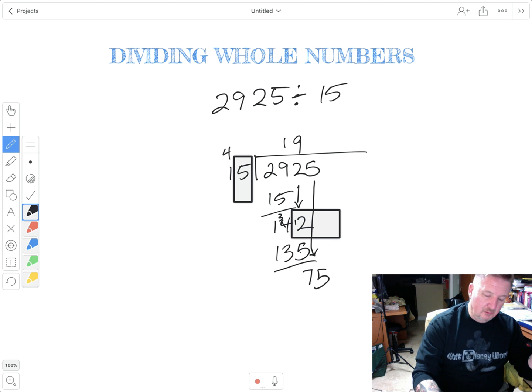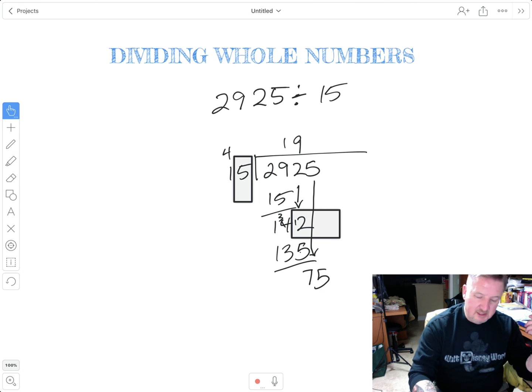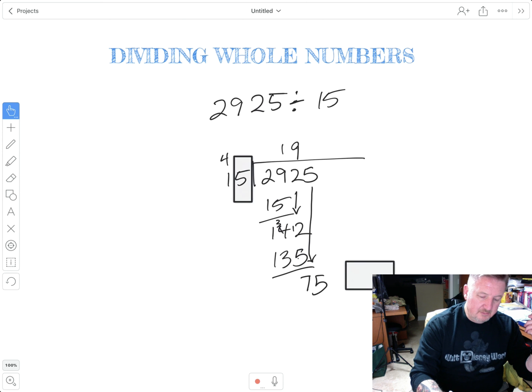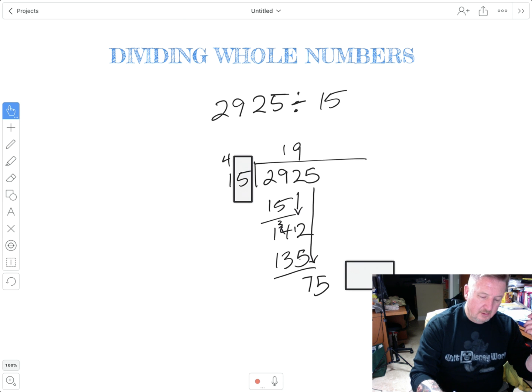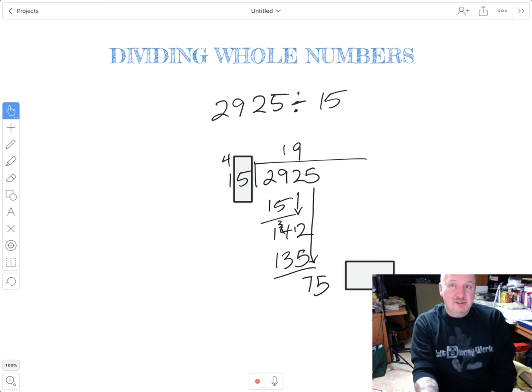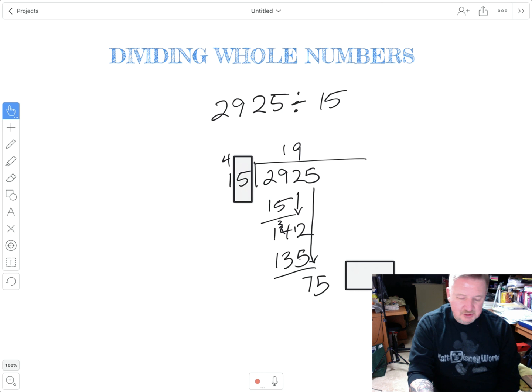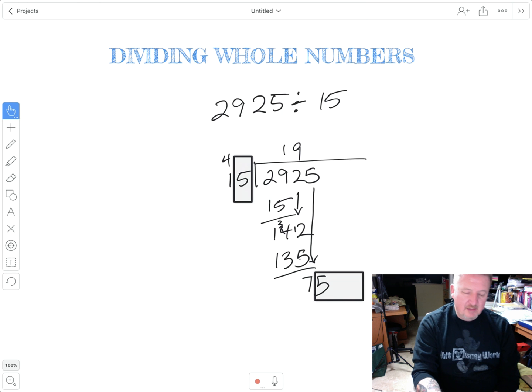Now I got 15 going into 75. So I want to know how many times it's going to go into 75. I'm not 100% sure. So I cover up that 5, and I just look at the 7, and I look at the 1, and I say, how many times does 1 go into 7? Well, it goes in 7 times.